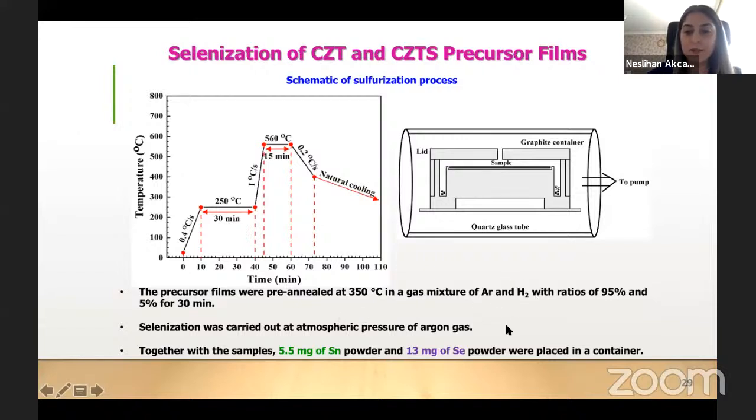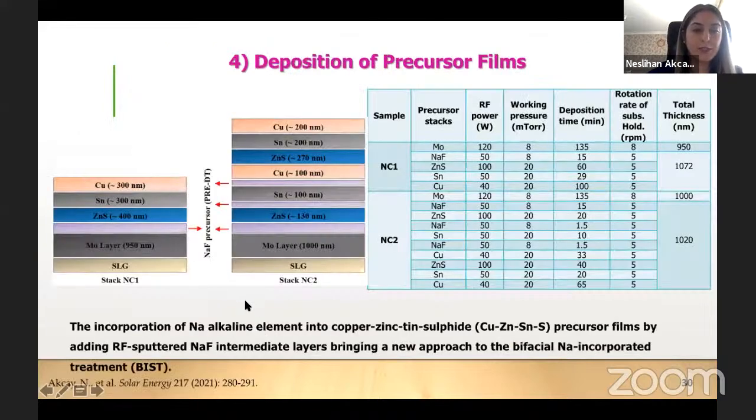We used H2 gas in this process to prevent the reaction between the metallic layers and the oxygen. And in this process, we put 5.5 milligram of tin powder with 13 milligram of selenium powder to avoid tin loss. In another study, as you see, we examined the sodium fluoride precursor.